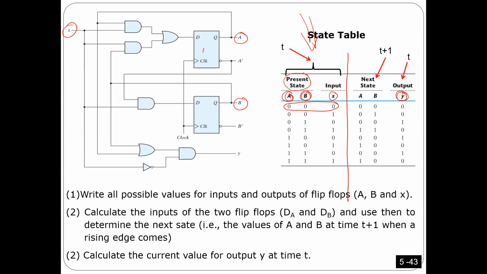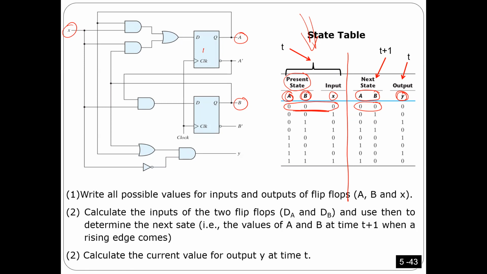After that, for each one of these, you have to calculate the current value for Y, and also you need to calculate what happens when the clock comes. Given these inputs, when the clock comes, what would be the next state? What is the next A and B? So now this part you have to write, and then you have to calculate this part. I'm going to tell you how you have to calculate it.